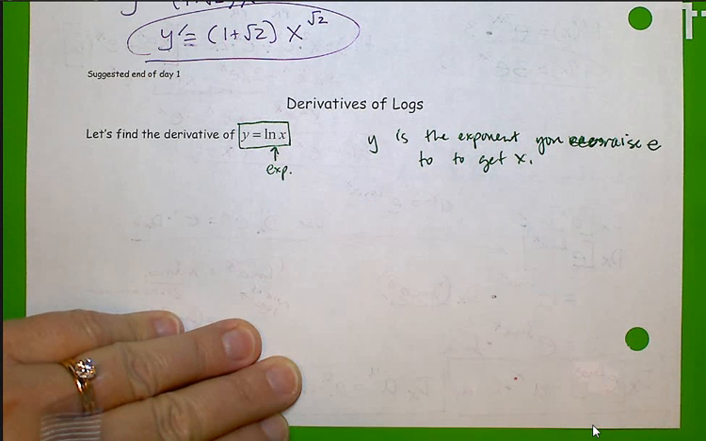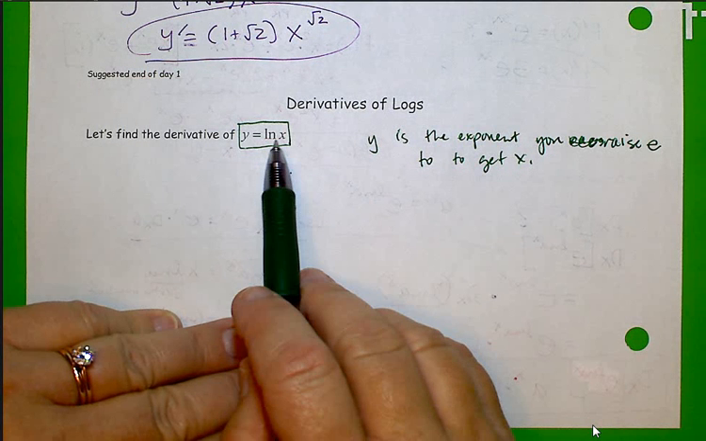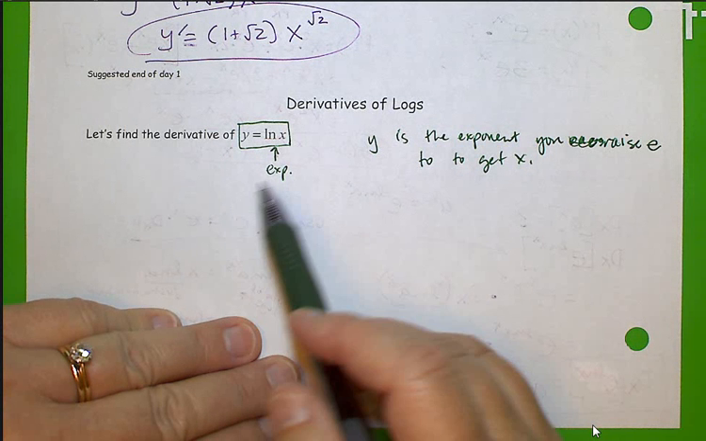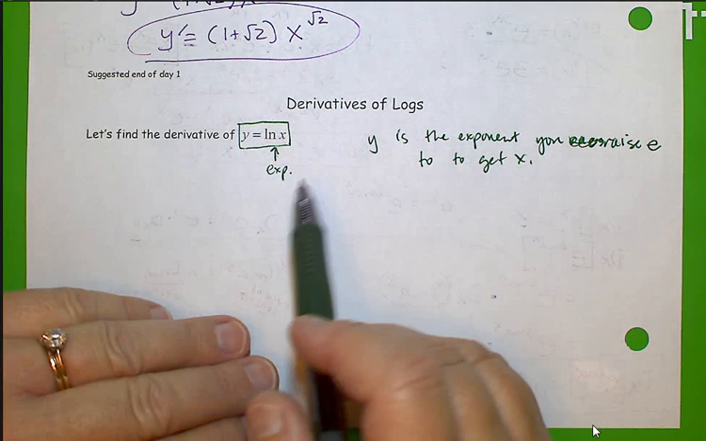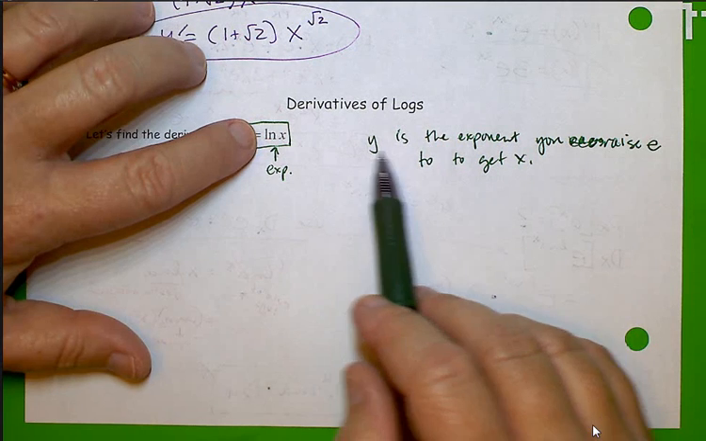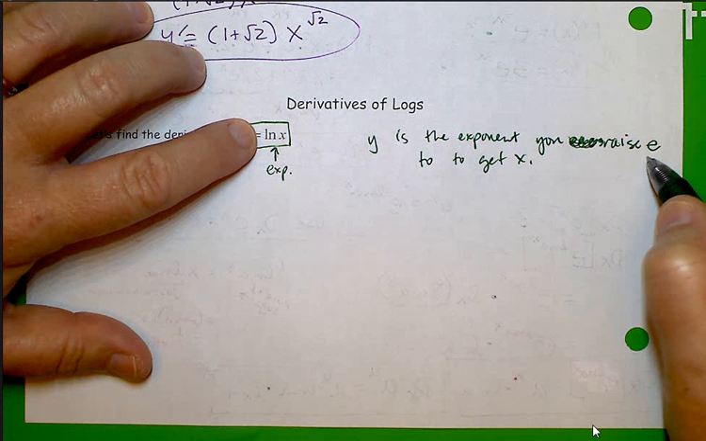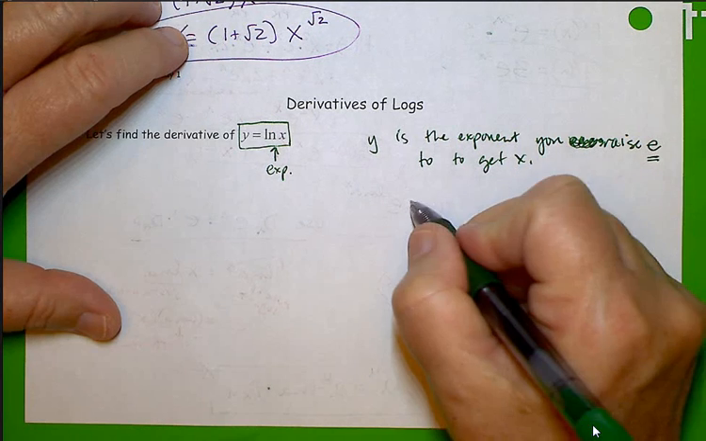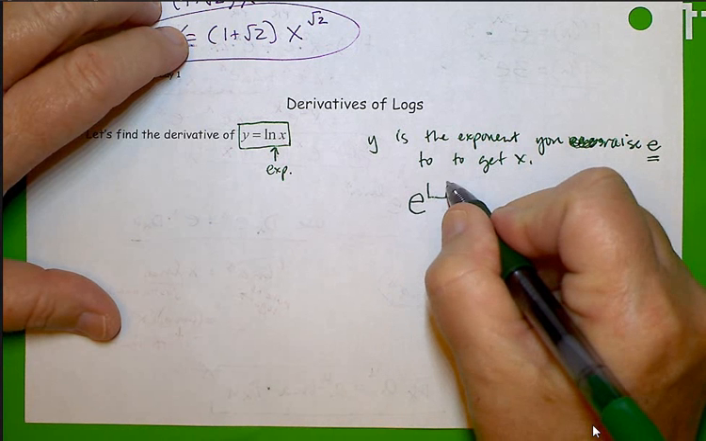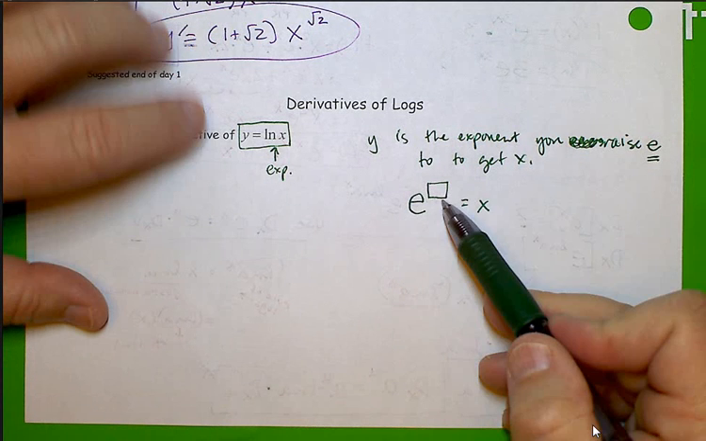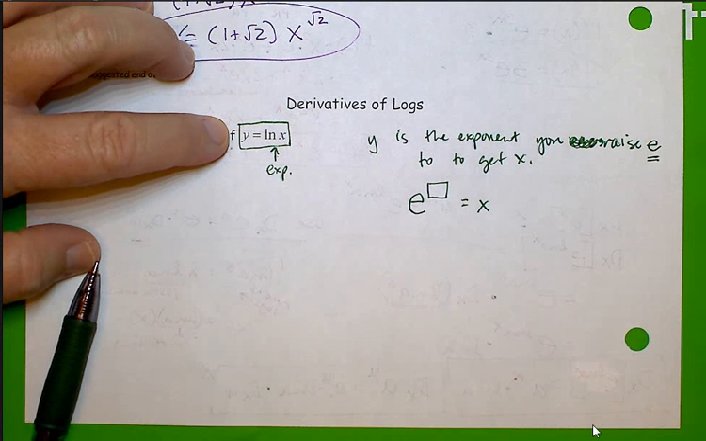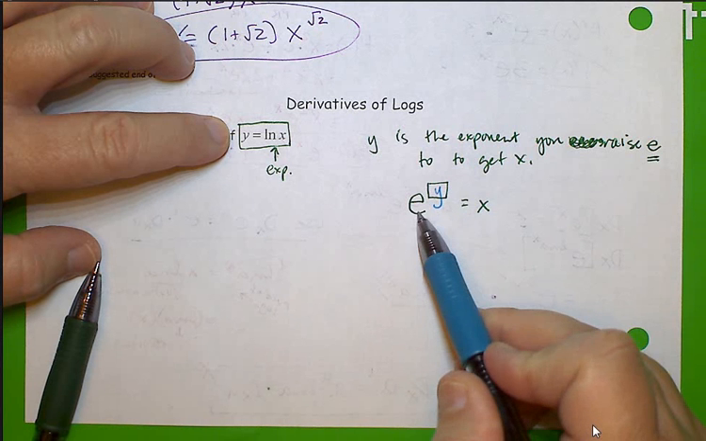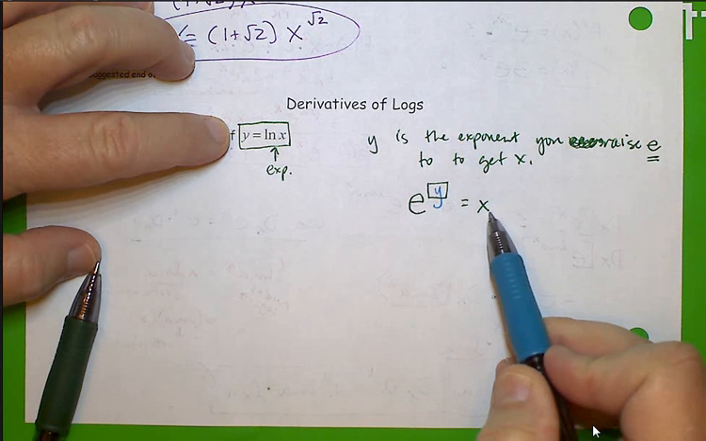Natural log of x is the exponent. The base of that is e, since it's natural log. If it was regular log, it'd be base 10, but this is base e. So this is the exponent that you have to raise e to get the argument of the log, which is x. So e to some power gives you x. What power would that be? That's going to be y. Y is the exponent you have to raise e to get x. That's how I like to explain logs.